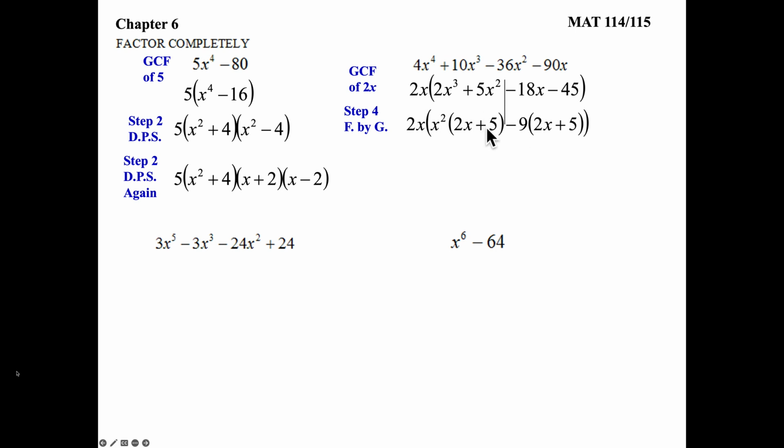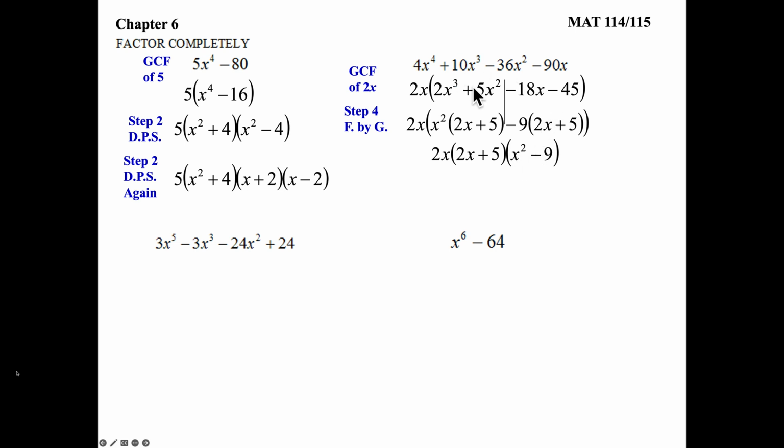2x plus 5 is my binomial. It has to be the same over here, so negative 45 divided by 5 is negative 9. So the 2x plus 5's come out to be one binomial with that GCF of 2x still out front. X squared minus 9 makes the second. Wait a minute. Doggone it. There's another difference of perfect squares hiding here.